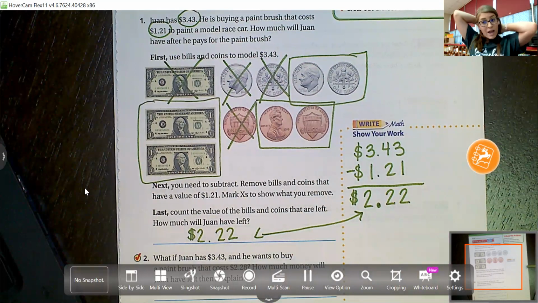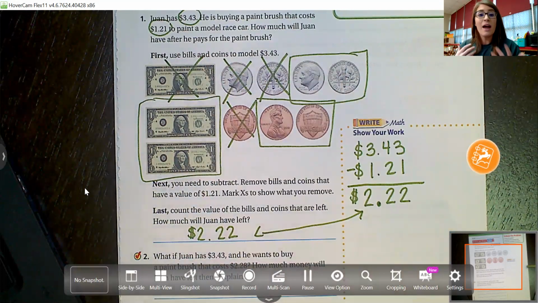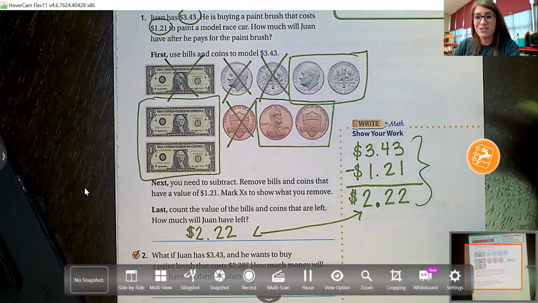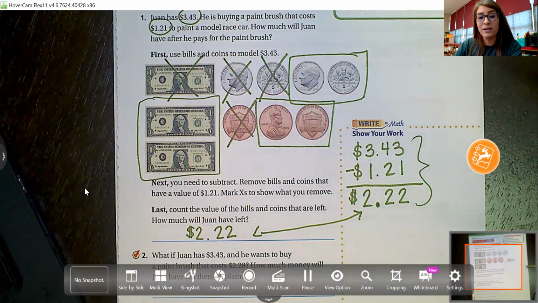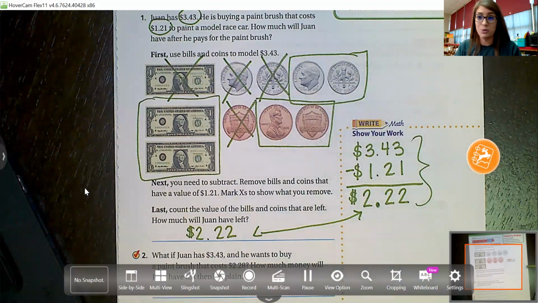If you're more visual and it helps you to draw out the coins and the dollar bills and then either count them all up or cross them out, then that is fine. But if it is easier for you to just write it like an addition or a subtraction problem, that's also fine as well. Either way is going to get you the correct answer if done appropriately. So just make sure that you're paying close attention to whichever method you are doing.